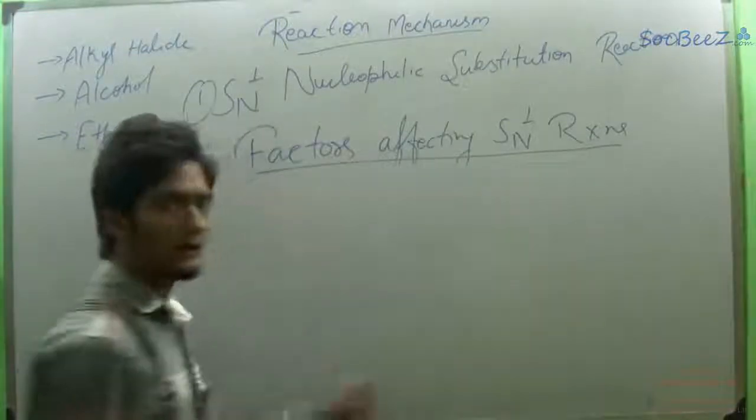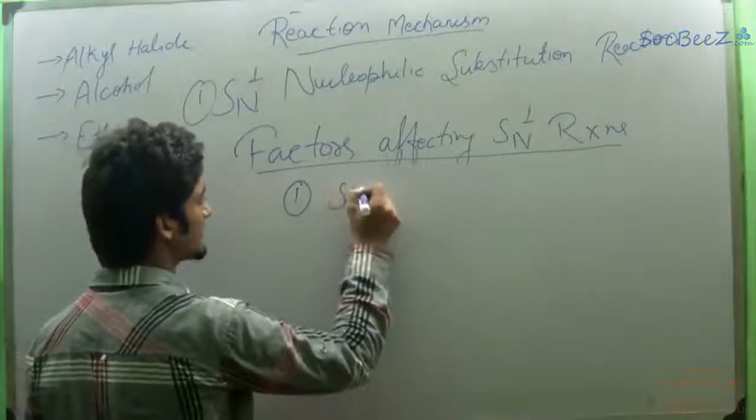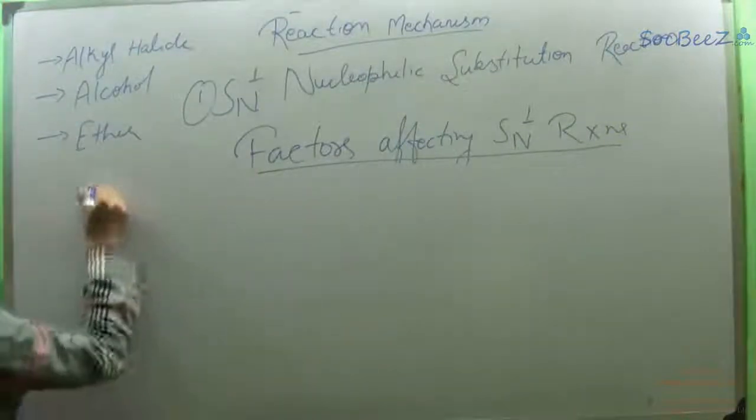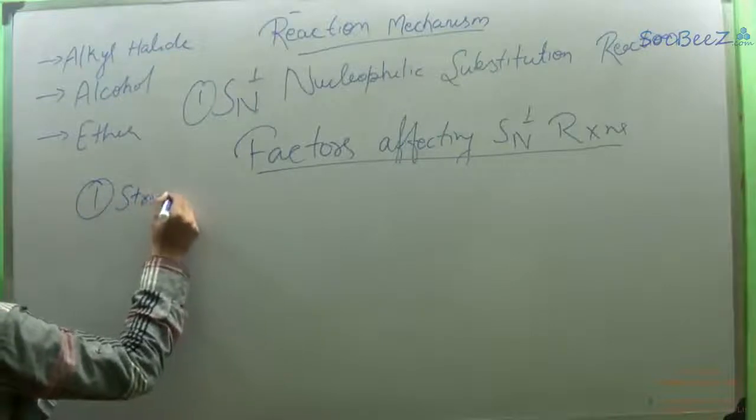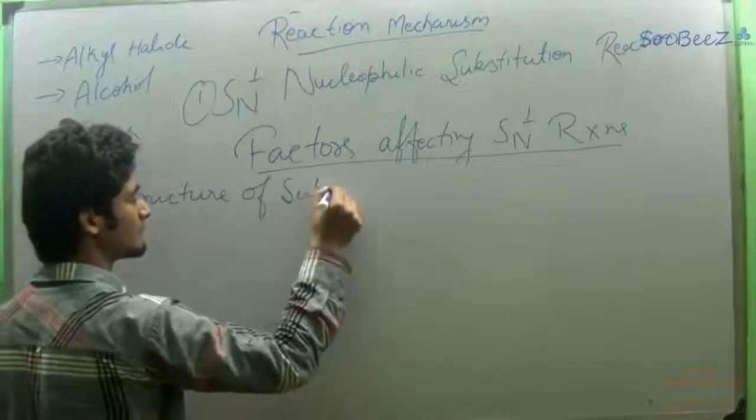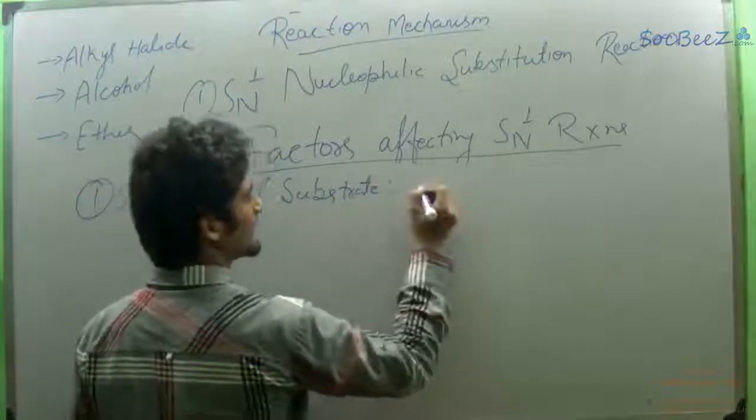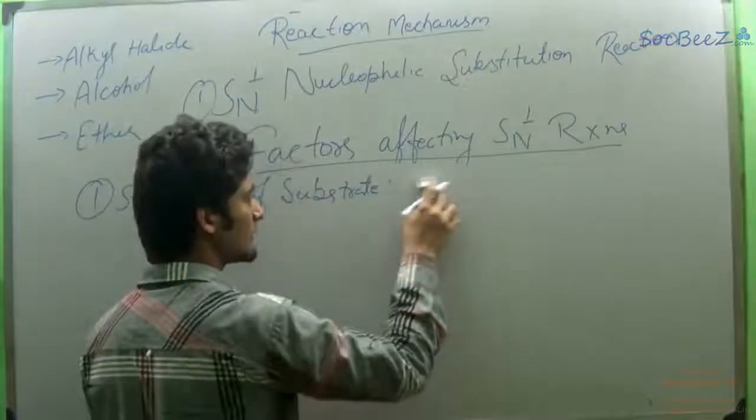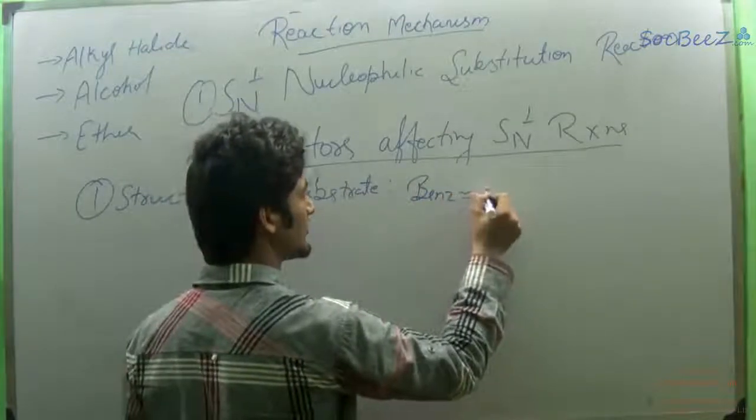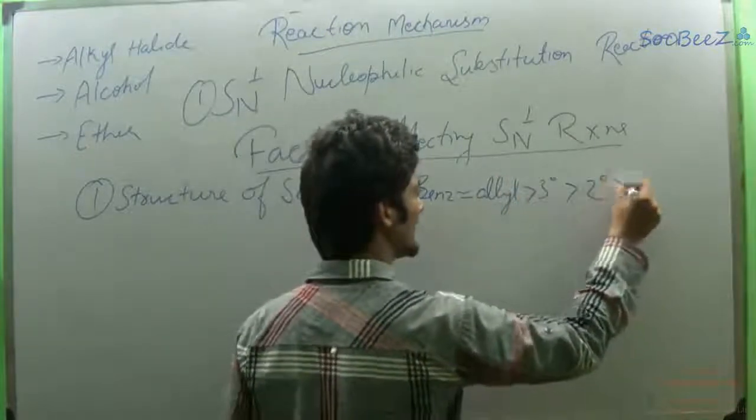So let me recapitulate all the four factors that we have discussed. The first one was structure of substrate, which was benzylic, equivalent to allylic, 3 degree, 2 degree, 1 degree.